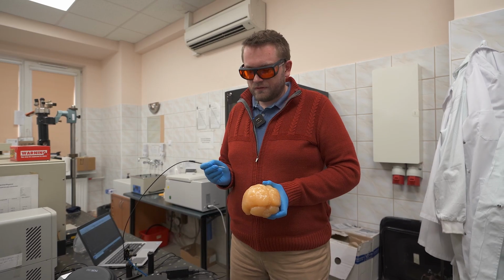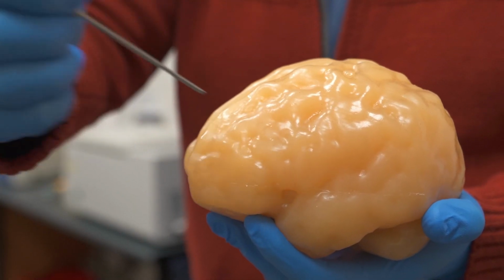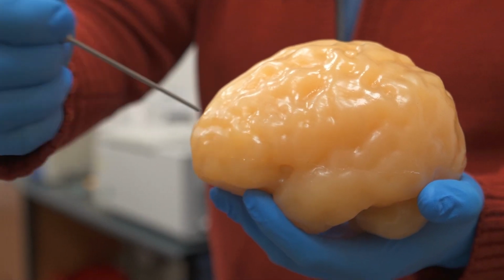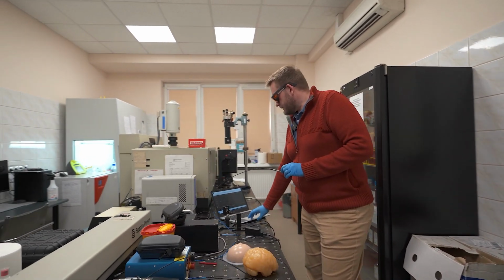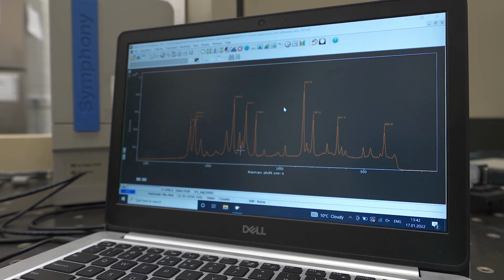We usually use the system to analyze brain and breast cancers, and as you see on the computer, you can follow the Raman bands in the Raman spectra.